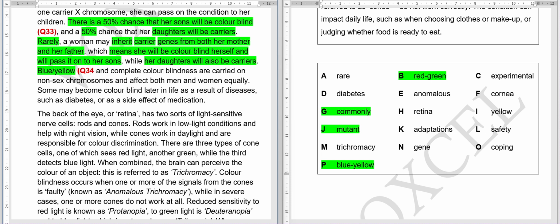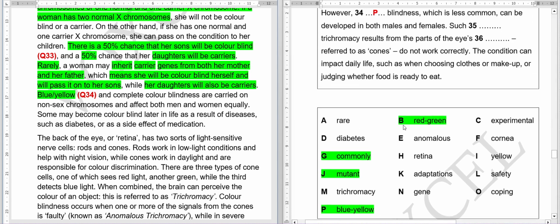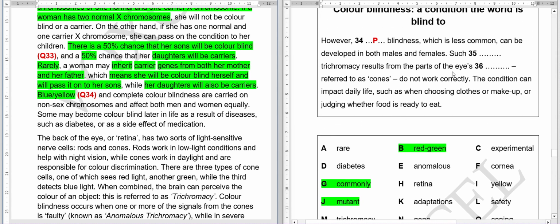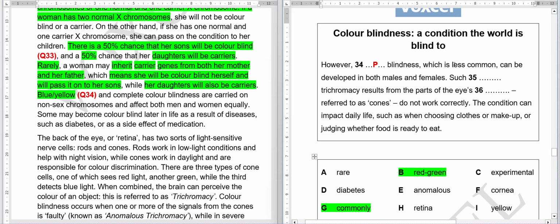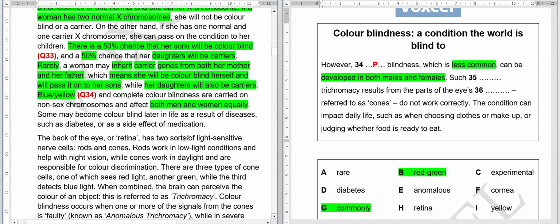Question 34: it is developed equally in both males and females. Though it is less common, they are saying both men and women equally. I hope it is clear.